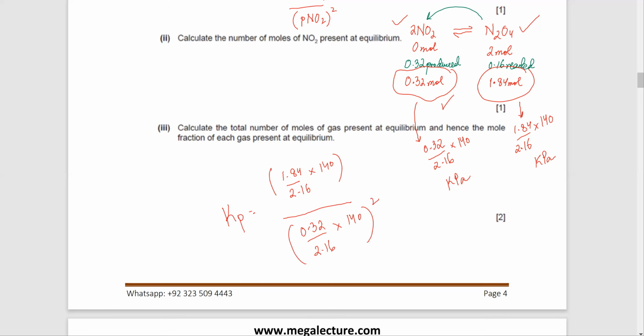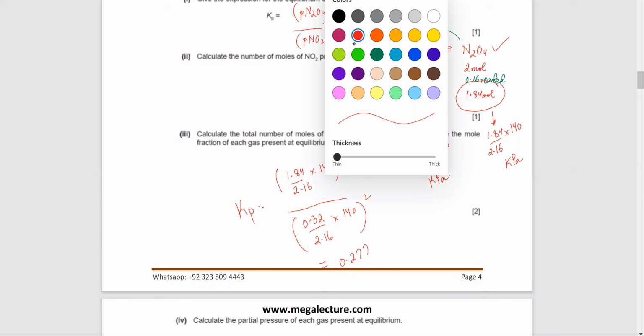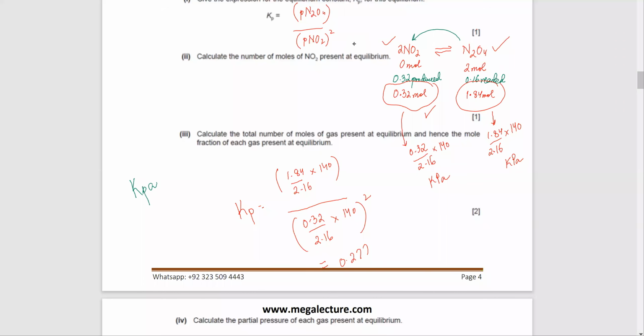Can you even tell me what the answer is? 0.277. 0.277. So the question is, if pascal was given, then what would we do? Yeah, I told you that if they're talking in terms of kilopascals, keep everything in kilopascals. If they're talking about things in pascals, there's no need for conversion. Similarly, if they're talking about it in atmospheres, keep everything in atmospheres. Sanjita, is this clear?